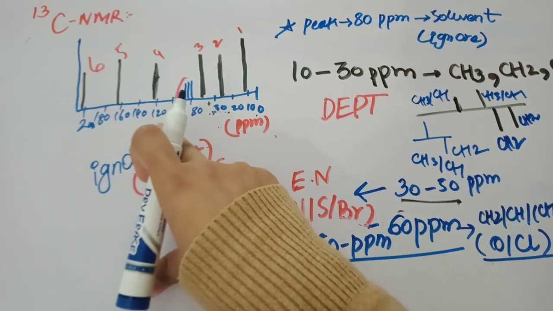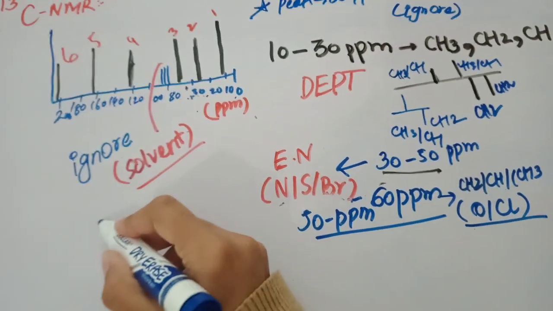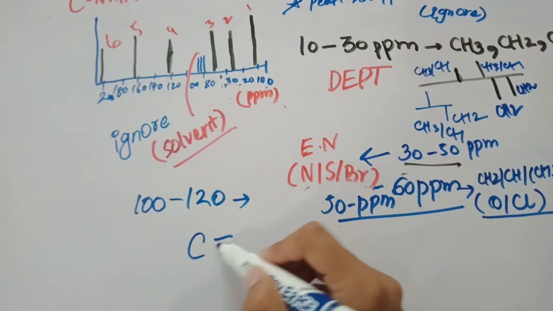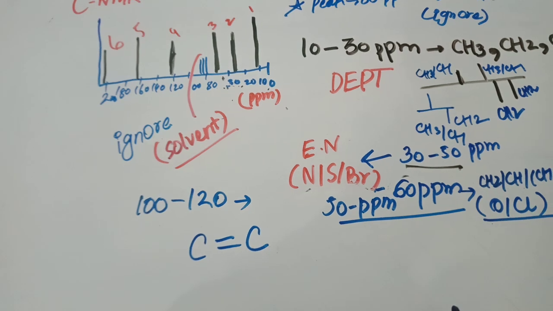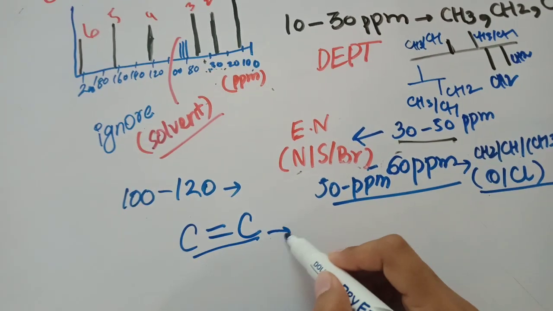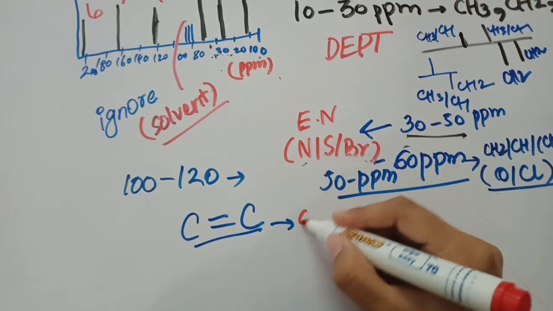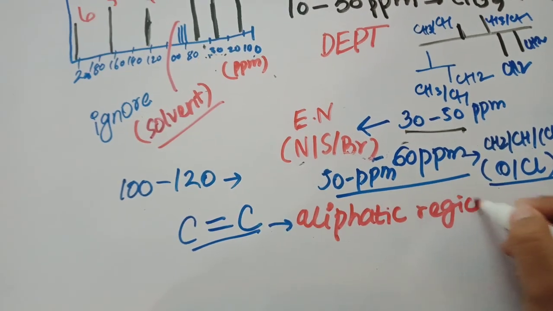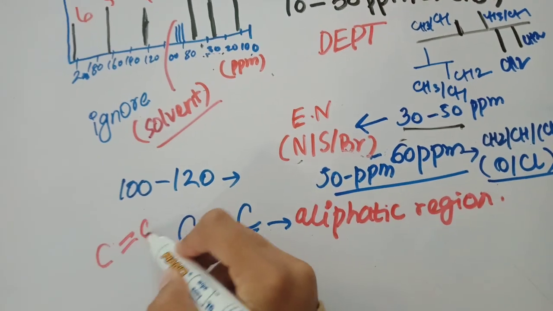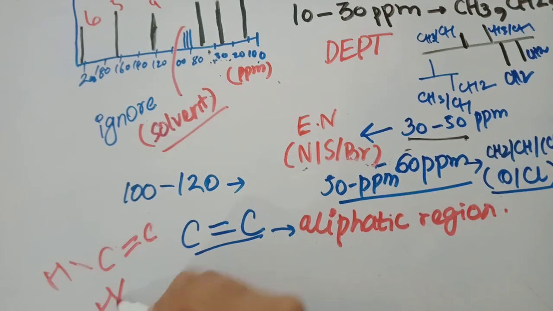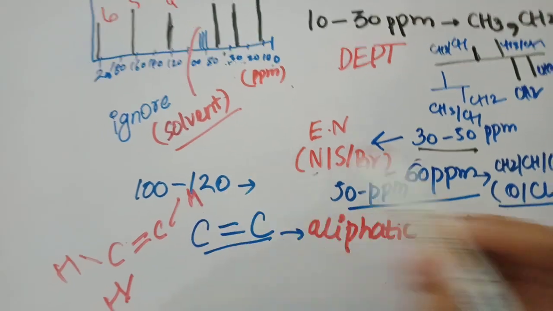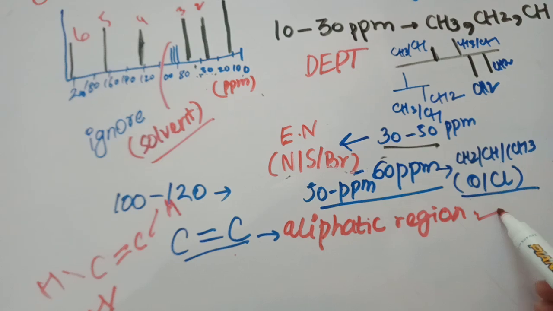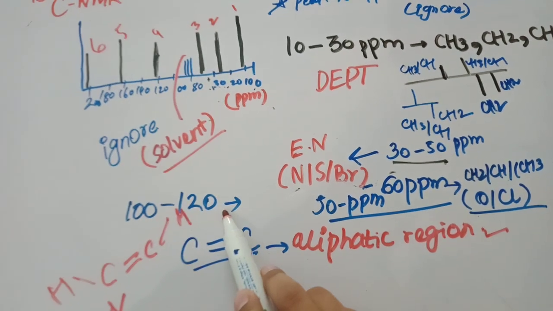Then the peak present between 100 to 120 shows us the peaks of carbon double bond carbon, in the aliphatic region, which means any of the carbon double bond carbon. It could be C, H, H, H or anything regarding this. So this will be the aliphatic region between 100 to 120 ppm.